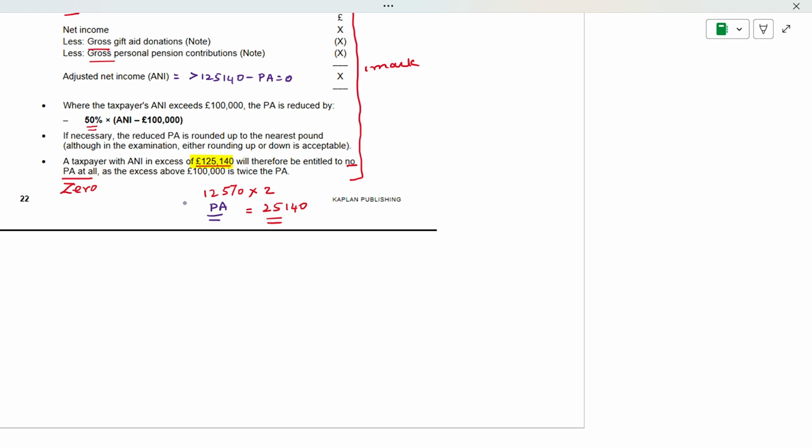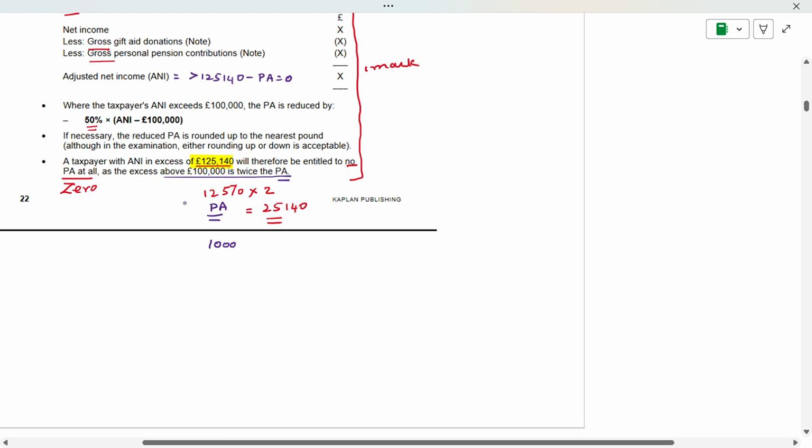So what is this 25,140? Why are you multiplying by 2, sir? Just I am putting it. See here, it has been given: the excess above 100,000 is twice the PA. Twice the PA is how much? See, what is the ANI? If ANI is going to be 100,000, okay?